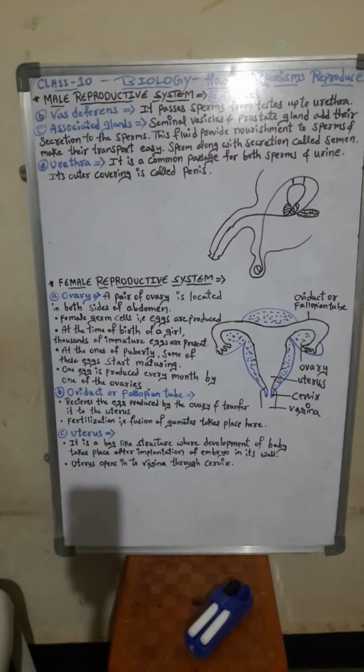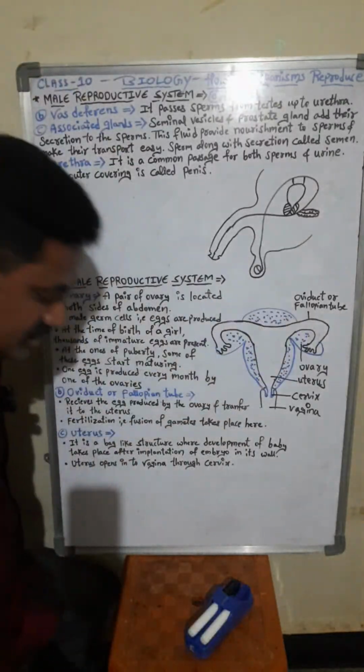That is, how do organisms reproduce. Only a few topics are remaining from this chapter, so we are going to end this chapter. If you are facing any doubts or clarifications, you can write a message in the comment section. Shall we start? Okay, fine. How do organisms reproduce?